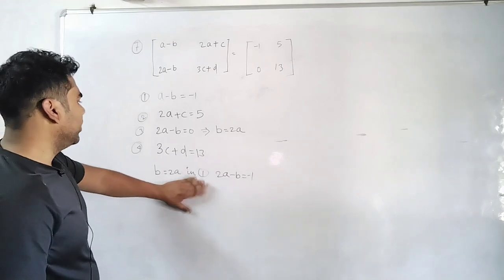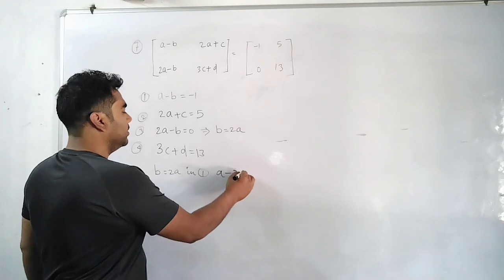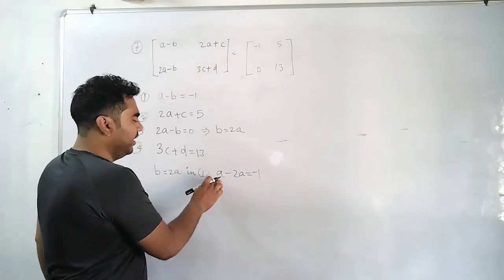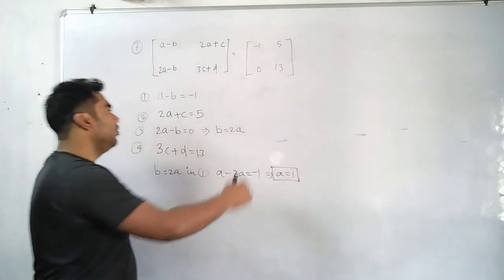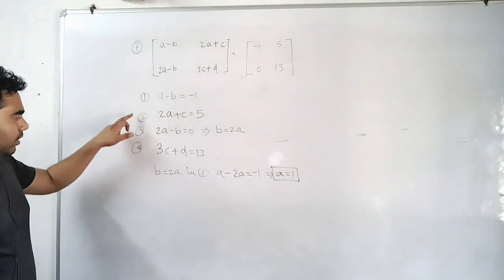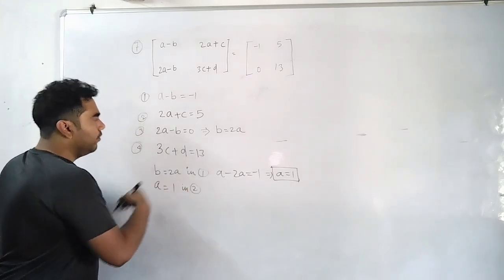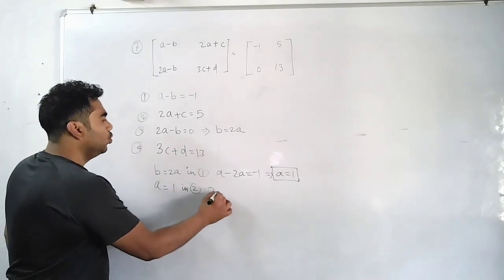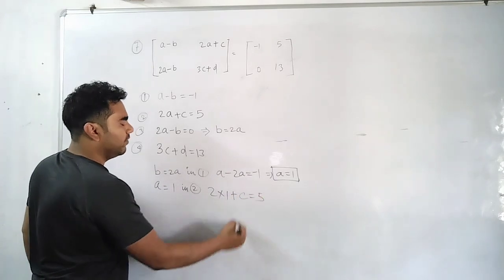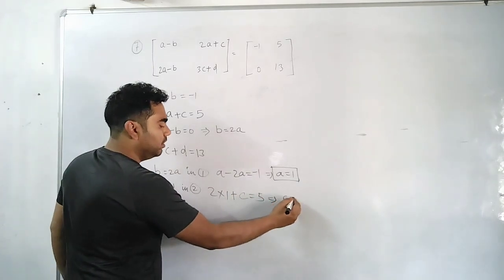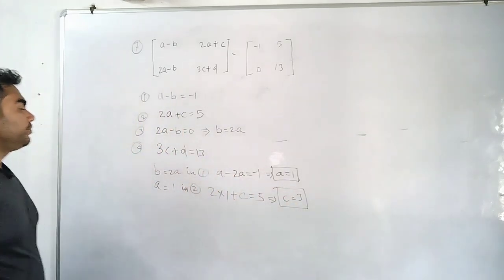A minus 2A is equal to minus 1. We get A is equal to 1. Now putting the value of A in the second equation, A is equal to 1, we get 2 into 1 plus C is equal to 5. So here the value of C is equal to 3.